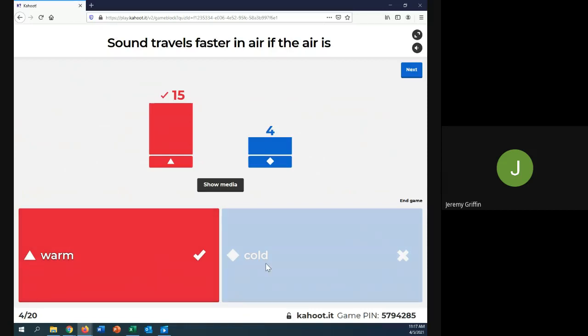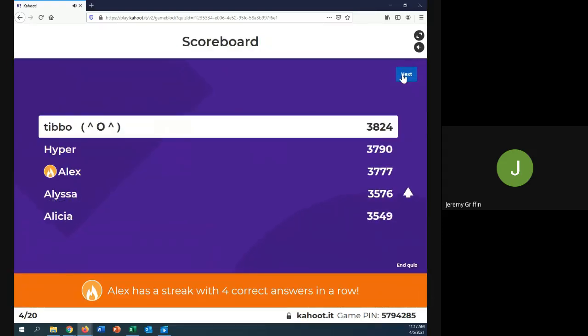Now, when I first saw this question, I hypothesized it would have been the other way around, because I know sound does travel a little faster through solids than liquids, and faster through liquids than gases. So I would have guessed cold, but based on that equation it actually says the opposite. So there you go. Why is that? I don't know, but yeah.